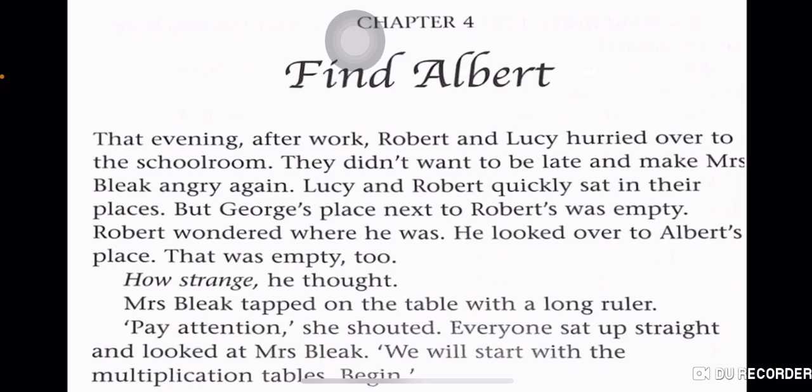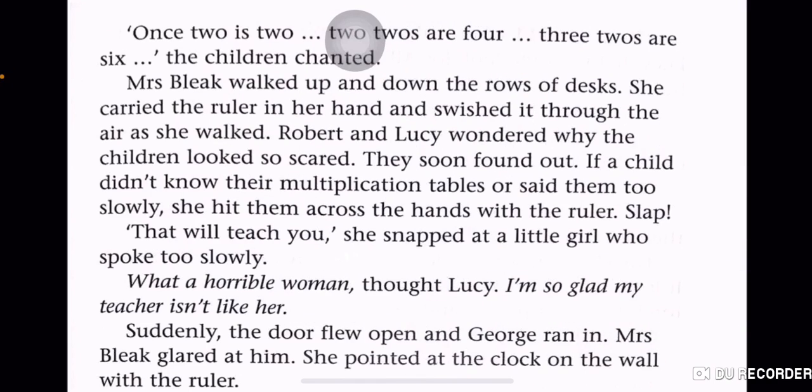How strange, he thought. Mrs. Bleak tapped on the table with a long ruler. Pay attention, she shouted. Everyone sat up straight and looked at Mrs. Bleak. We will start with the multiplication tables. Begin. 1's 2 is 2. 2 2's are 4. 3 2's are 6. The children chanted.